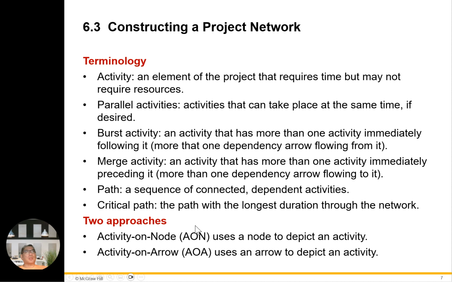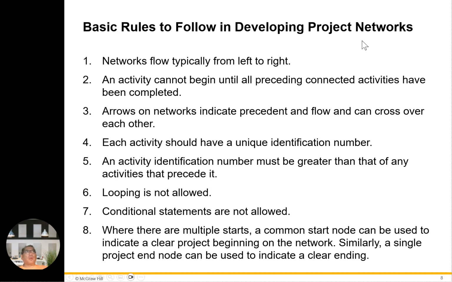There are two approaches. We're using an activity on node, which uses a node to depict the activity, or you're going to use an activity on arrow, which uses an arrow to depict the activity. So it's like a workflow chart. That's basically what it is. Okay, the approaches use a workflow chart. One uses a node, the other one uses an arrow. Okay. Basic rules to follow in project networks.